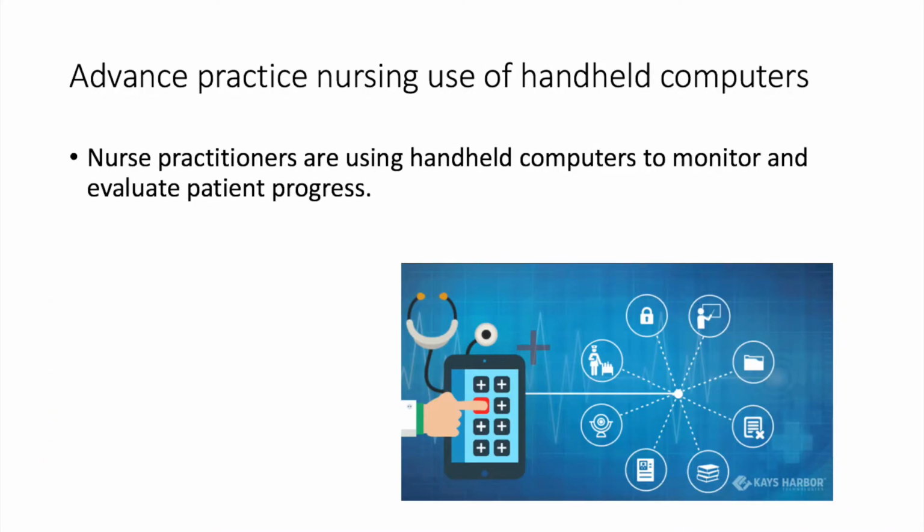Nurse practitioners are using handheld devices to monitor and evaluate patient progress. For example, there is a program called Patient Tracker that allows physicians and nurse practitioners to do patient care management. The user can assess for pain, blood sugar, and other vital signs. Also, some EMR and EHR office systems have associated handheld mobile computer solutions for practitioners.